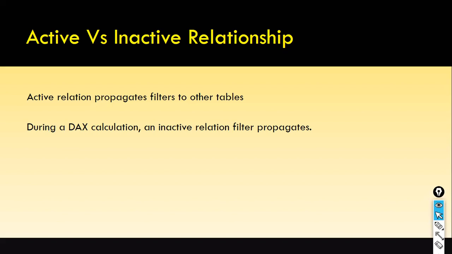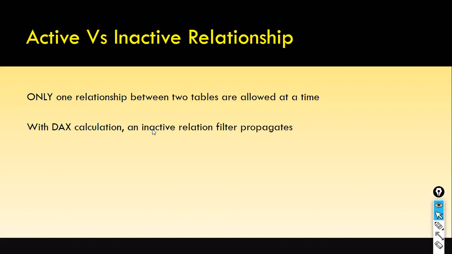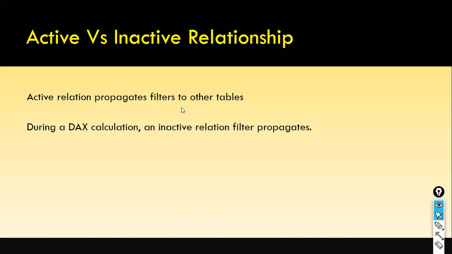We have two approaches available. You can use a DAX function. Programmatically, you can switch the inactive relationship to active relationship. The other way is we can create a duplicate table. We call that a role-playing dimension, using which we can propagate the filter to other tables. Now we'll start by understanding what exactly active relationship is all about.